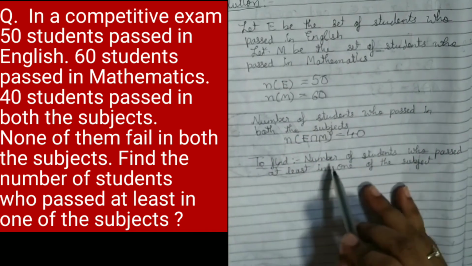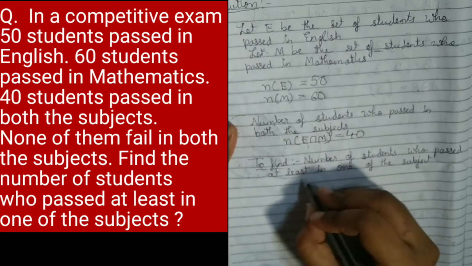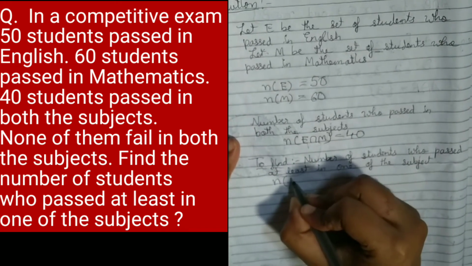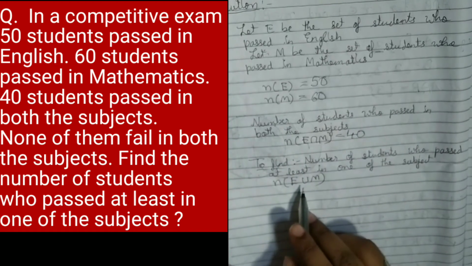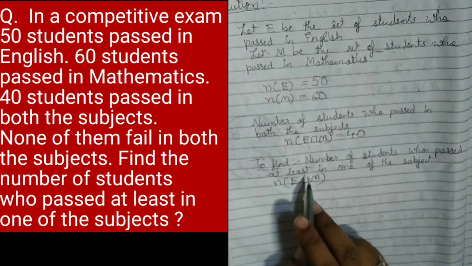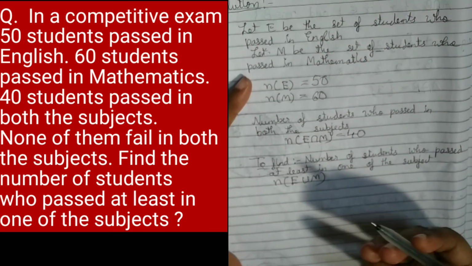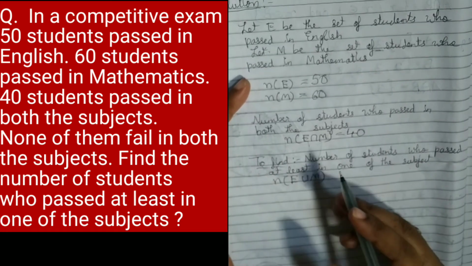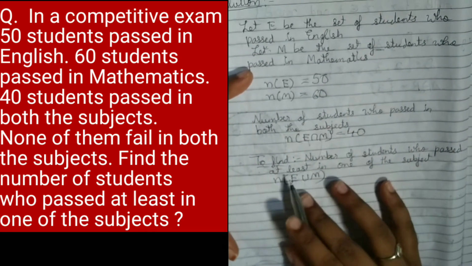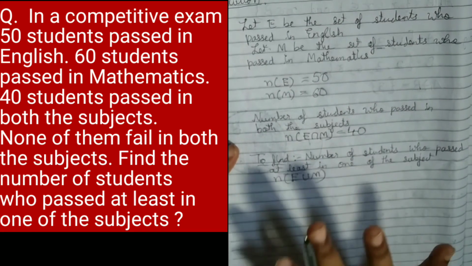Okay, so at least, it is given, means what we have to find here is the number of elements in the union. If we find the number of elements in the union, we will get the number of students who passed in at least one, either English or mathematics or both. Okay, anything can be possible, or anyone, someone can pass in any one subject.